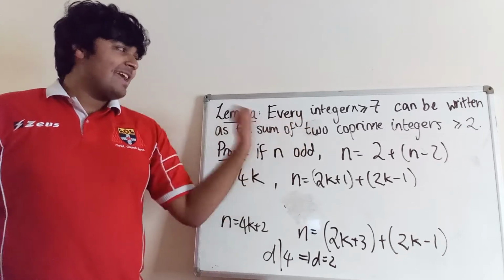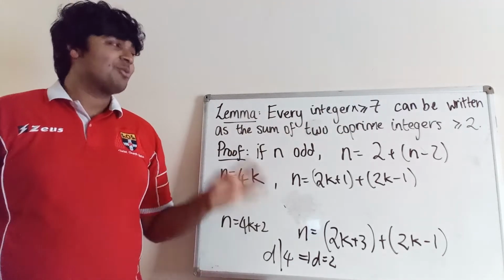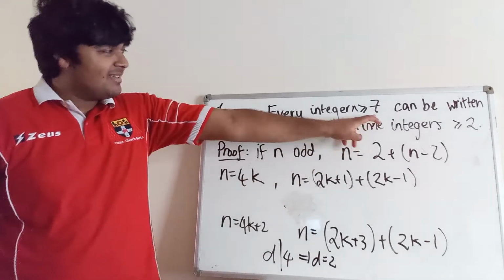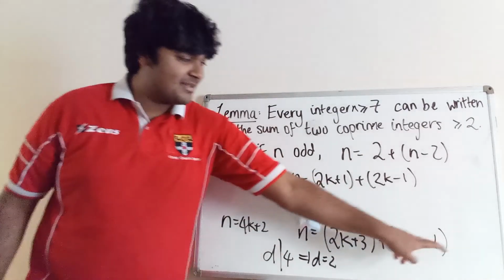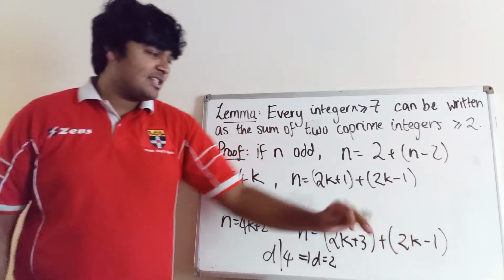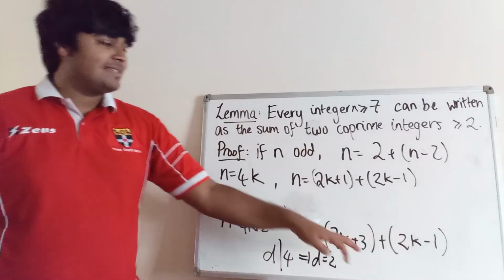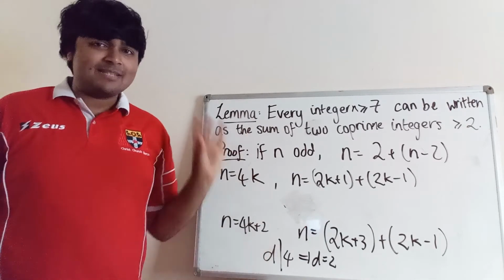So that means certainly every positive integer which is at least 7 can be written as the sum of two co-prime integers, both of which are at least 2. And the reason we have at least 7 here is because of these minus signs. Sometimes these might not be positive integers, but by going through the details, you can check that if n is at least 7, that's not the case. Anyway, we'll leave this lemma as it is proved.